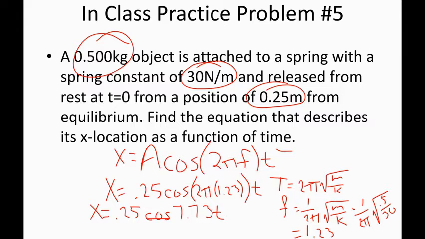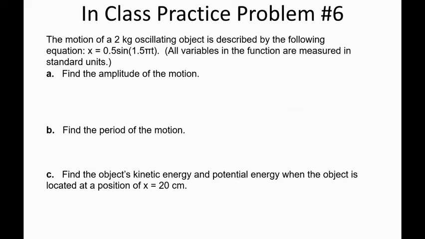So what I would like to do is take a look at our next question. The motion of a 2 kilogram oscillating object is described by the following equation: 0.5 sine 1.5 pi t. All of the variables in the function are measured in standard units. Find the amplitude. Looking at this equation, my amplitude is given there. So my amplitude equals 0.5.